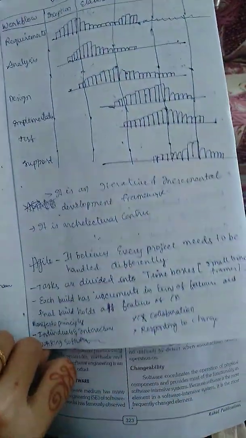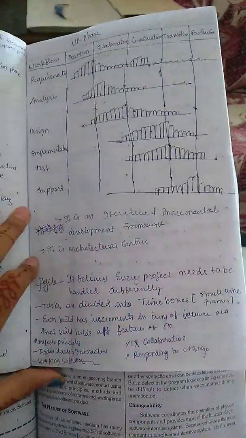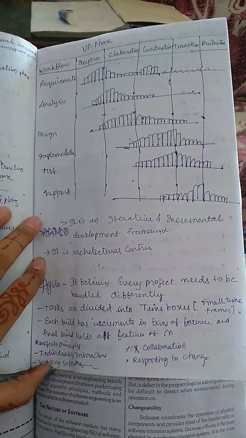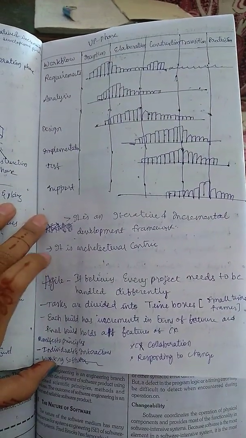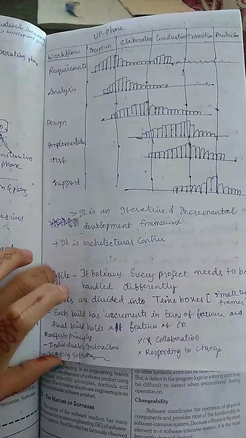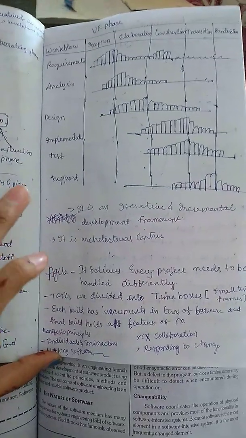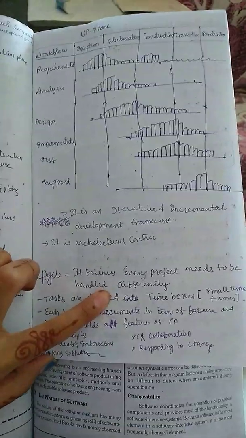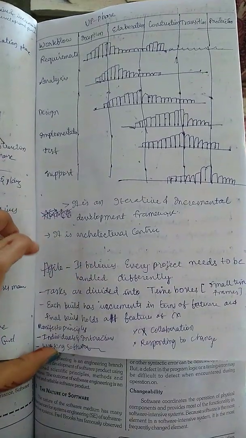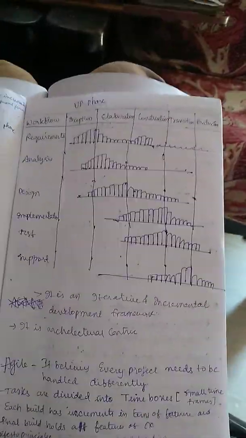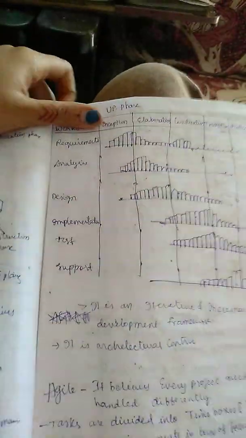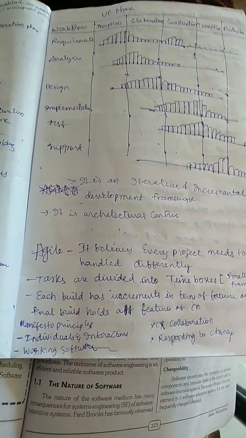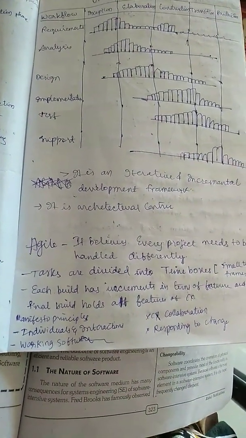Okay. What is agile? It believes every project needs to be handled differently. In the name itself, agile means different. It believes that every project needs to be handled differently. Consider A and B. If A and B have both the same dresses, but A will use other accessories and B will use other accessories, that is the uniqueness of A and B.